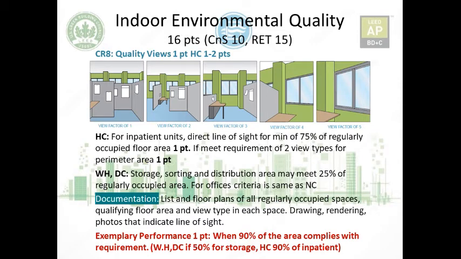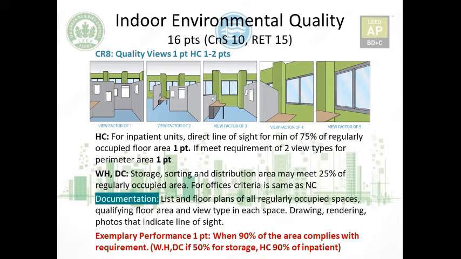Now for the exemplary performance, you can earn 1 point when, instead of 75%, you go for 90%. You can earn an extra point. And in warehouse and data centers, if in the storage areas, which is 25% as per the requirement, you go for 50%, you can achieve 1 point. And for healthcare, if instead of 75, you go for 90% for inpatient units, you can achieve 1 point for exemplary performance.